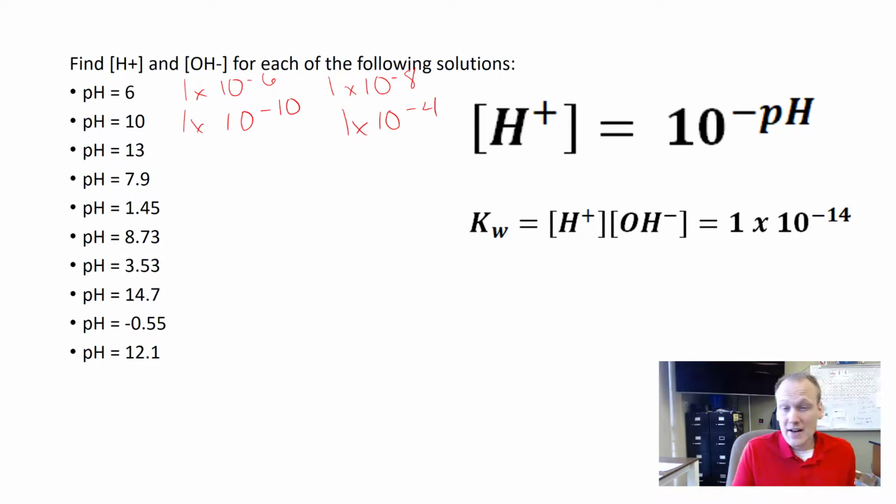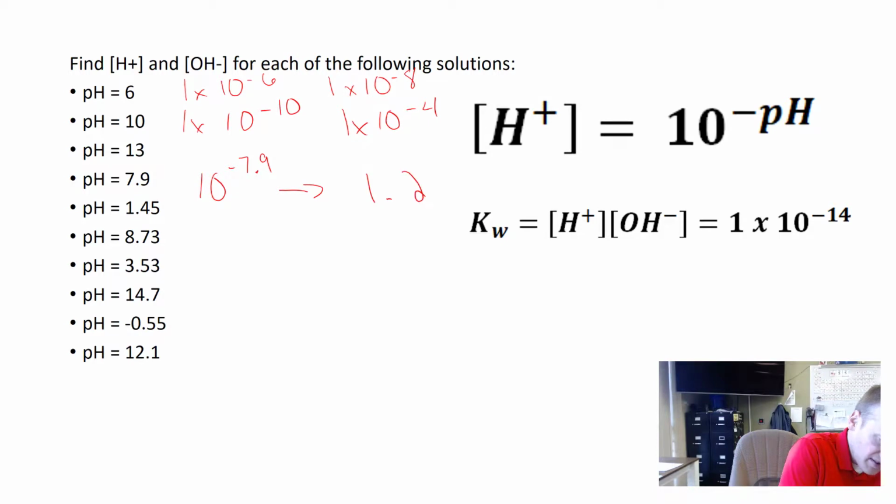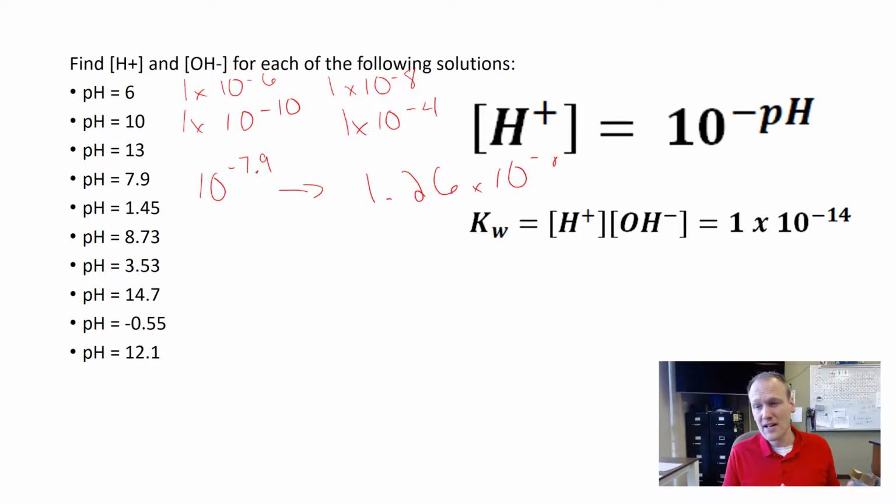If we get a number that's not a whole number, we can still take 10 and multiply by the negative pH, which is negative 7.9. If you work that out, you will see the concentration is 1.26 times 10 to the negative 8. We could then use that number to calculate the concentration of the OH negative ion.